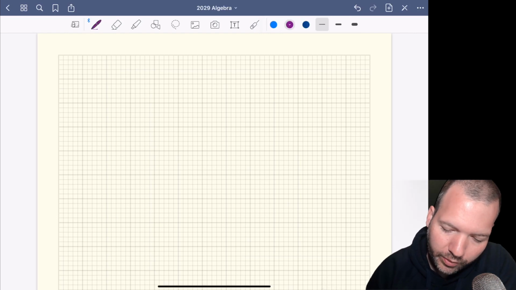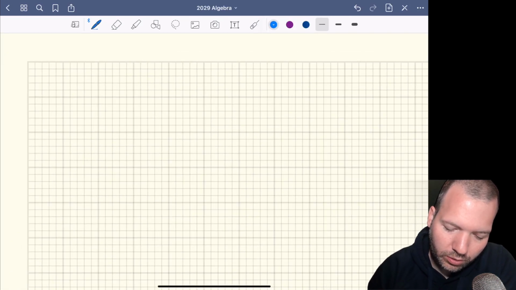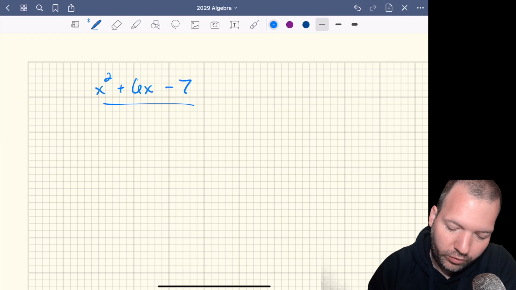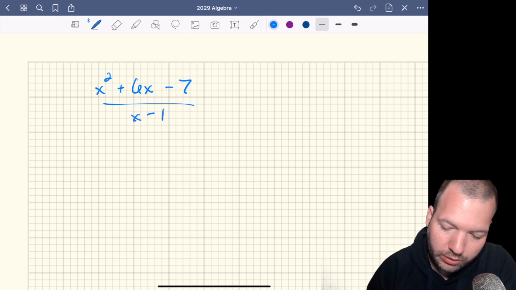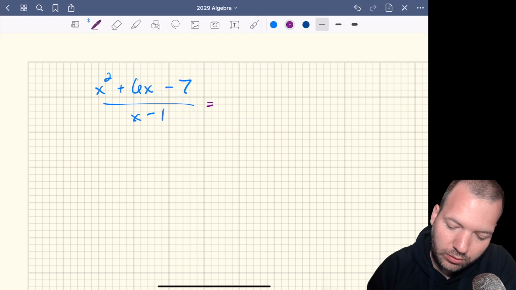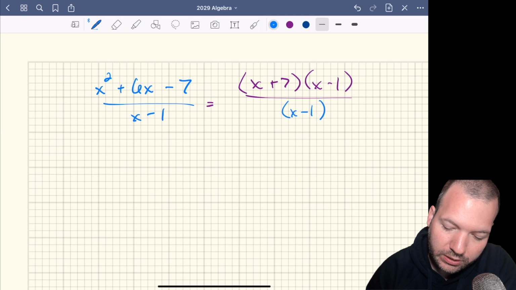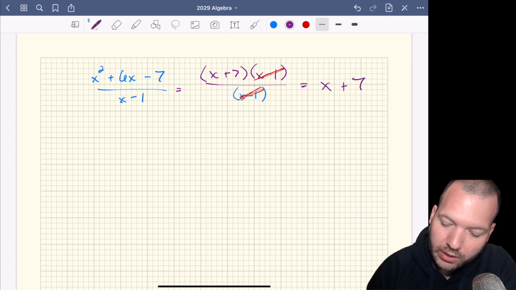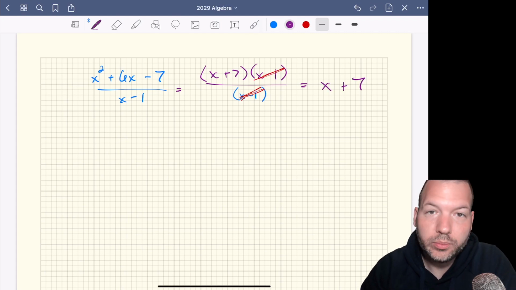And so normally what we would do is we would say, well, what if you have x squared plus 6x minus 7 over x minus 1. And so we would say, oh, so we're going to factor this. That's going to be the same thing as x plus 7 times x minus 1 over x minus 1. And so after we factor, we just happen to notice, oh, we have some common factors that cancel out. And so that's why we can say this is the same as the expression x plus 7.